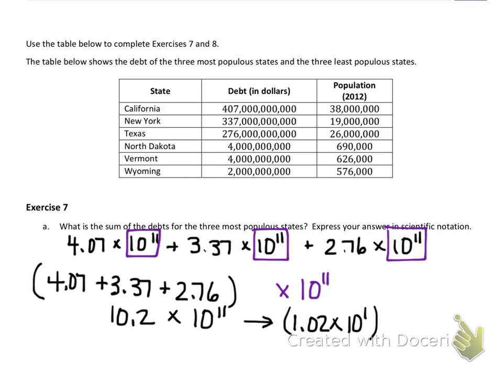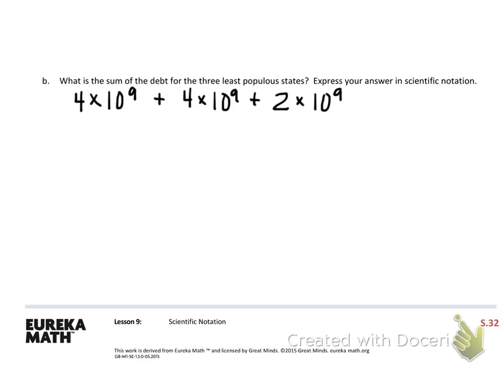And I still have that multiplied by 10 to the 11th. And now I'm going to use the associative property, and I'm going to combine 10 to the first and 10 to the 11th. And when I do that, I get 1.02 times 10 to the 12th. So these two numbers, again, same exact value. This one is not in scientific notation. This one is. Okay, let's look at the next one.